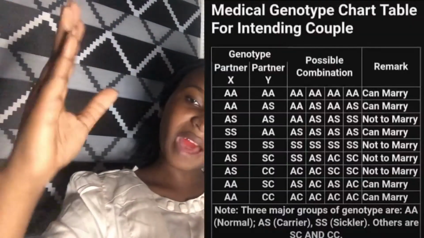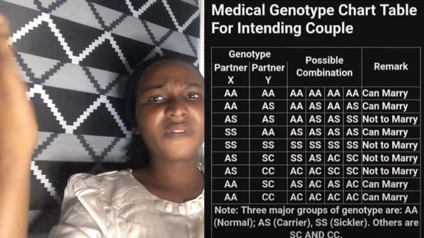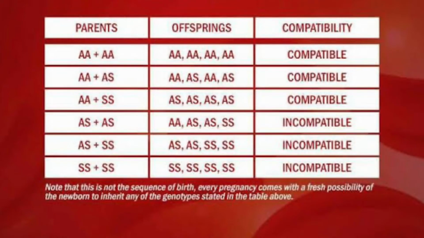All right. So in order for me not to bore you with too much talk on this video, I'm going to put the genotype compatibility chart on the screen and leave it for about 5-6 minutes. No, 5-6 minutes is too much now. I'll leave it for a couple of seconds or a minute just so you can pause and go through it.